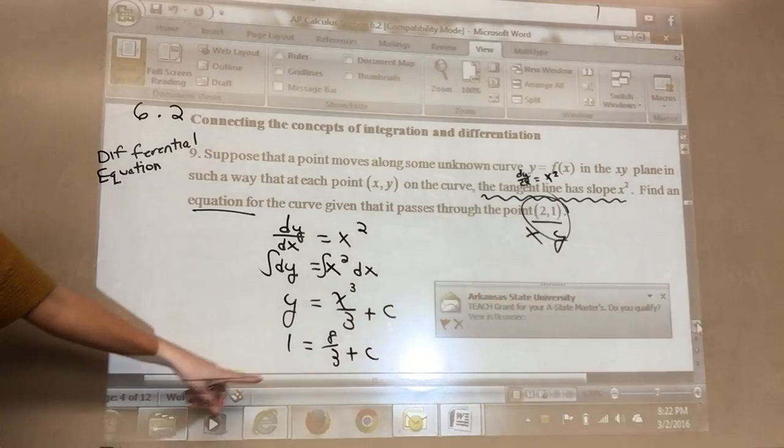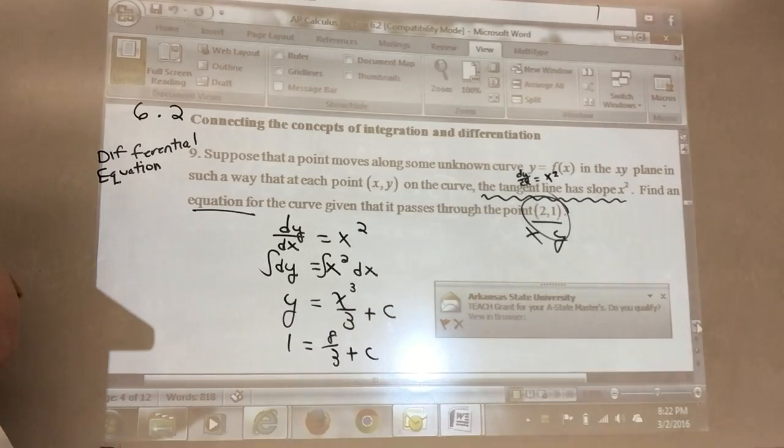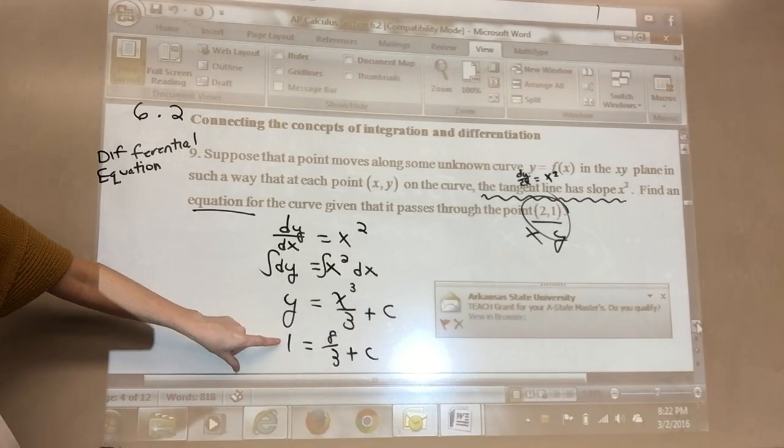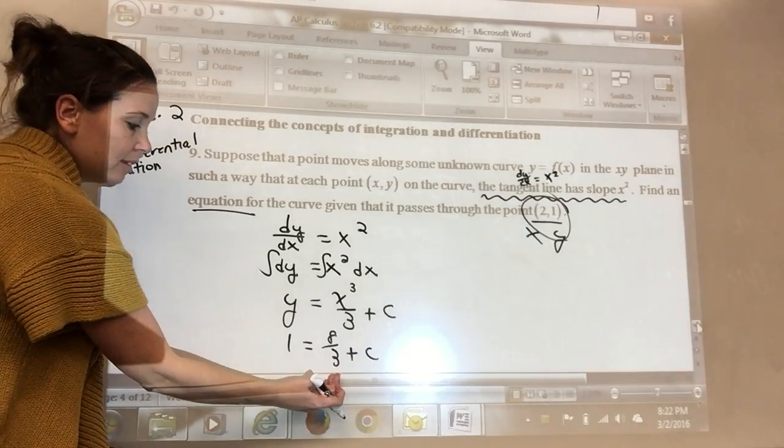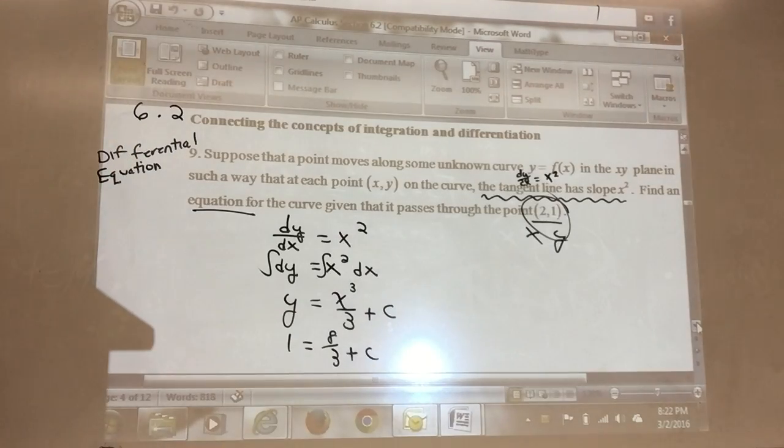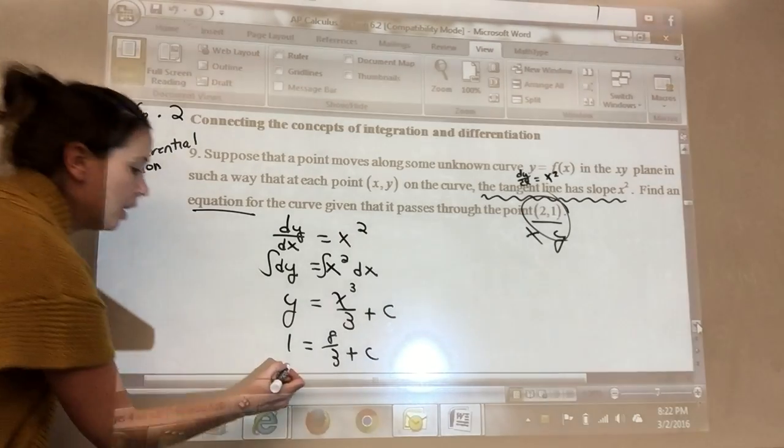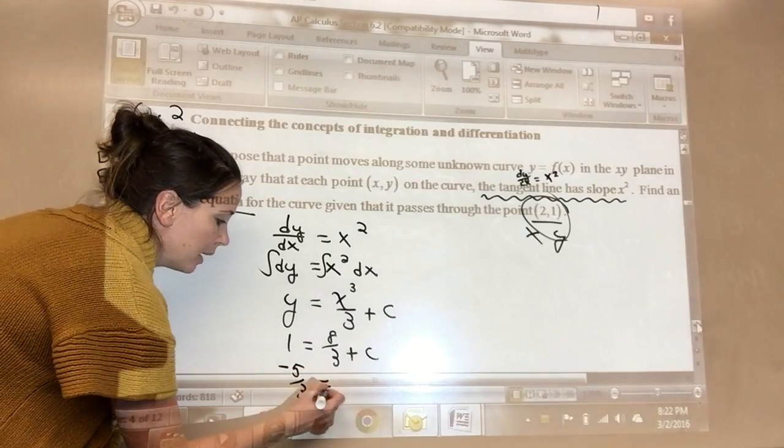And you can see now, I can go through and solve for my letter C. So what is 3 thirds minus 8 thirds? And we should all get negative 5 thirds. So negative 5 thirds is my C.